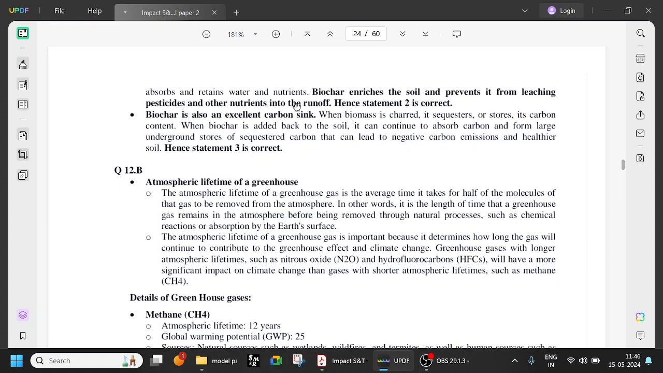Biochar is also an excellent carbon sink. When biomass is charred, it sequesters or stores its carbon content. When biochar is added back to the soil, it can continue to absorb carbon and form large underground stores of sequestered carbon that can lead to negative carbon emissions and healthier soil. So once you put biochar in the soil, it not only stays there, it also attracts the nearby carbon, thereby reducing the leakage of carbon into the atmosphere. Okay, so biochar has a lot of advantages.